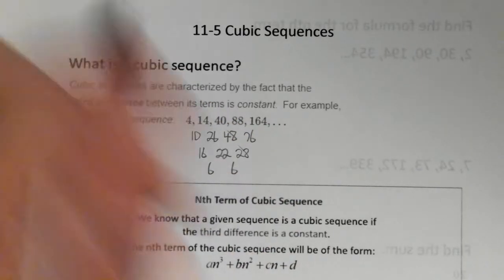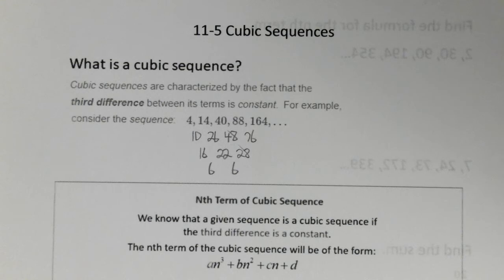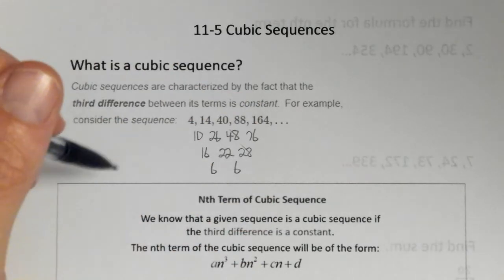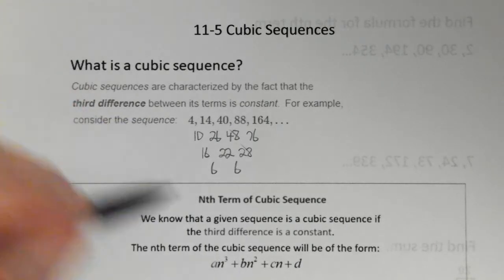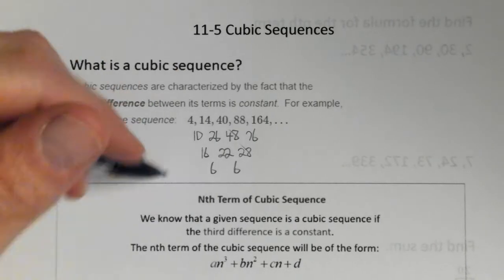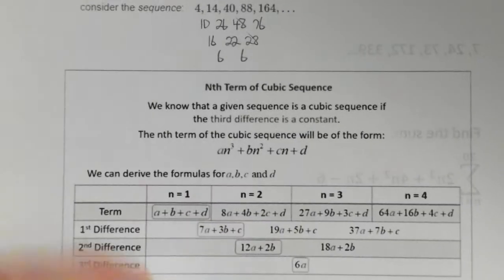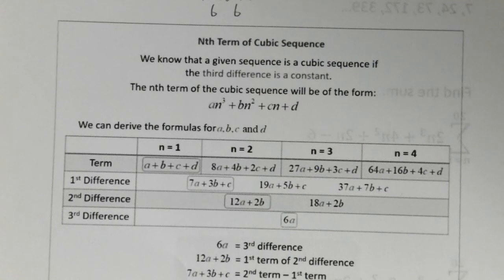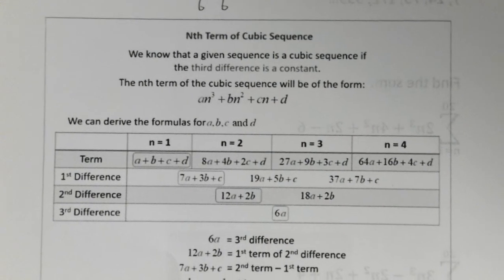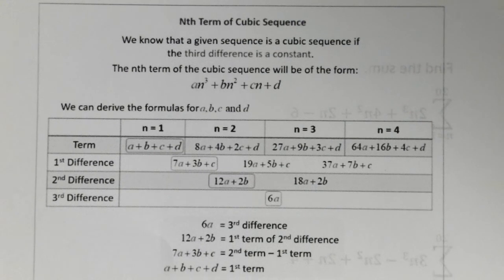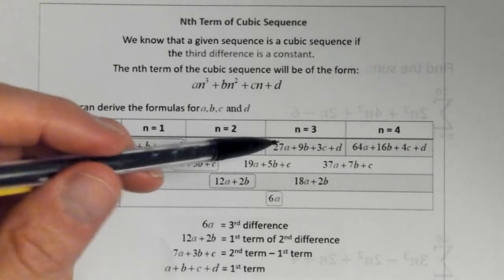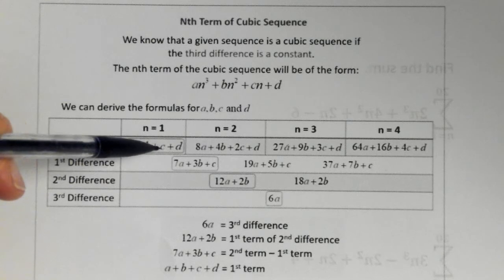A constant third difference means we have ourselves a cubic sequence, which means the formula for the nth term is going to be something with n to the third power. So that's how we know. The first thing we come to is a chart that shows us how to come up with the formula for the nth term, and this is very similar to the table we had for the quadratic sequences, in that it relates the terms in terms of A, B, C, and D.